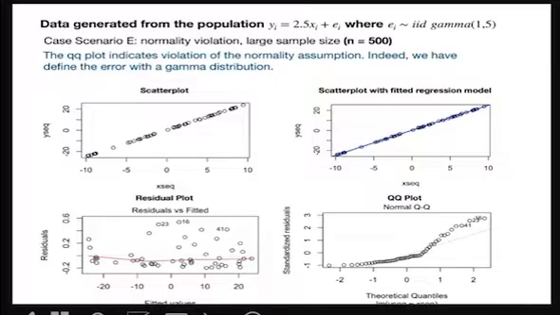Now, let us see. When I set n to 500, the QQ plot indicates violations of the normality assumption. Indeed, we have defined the error with a gamma distribution. Now, when you take a look at what it means, that's a good decision. But if you want to try more, do this scenario, and put the sample size to be 20.